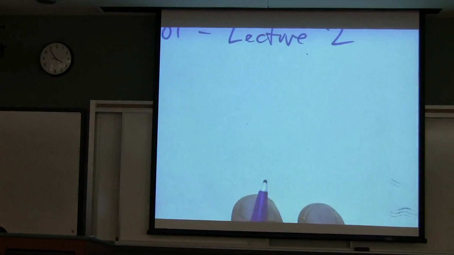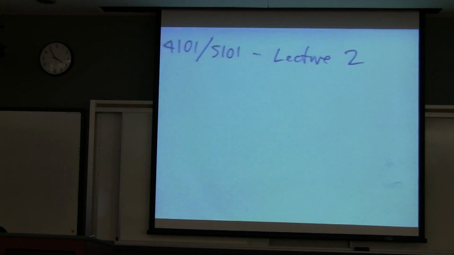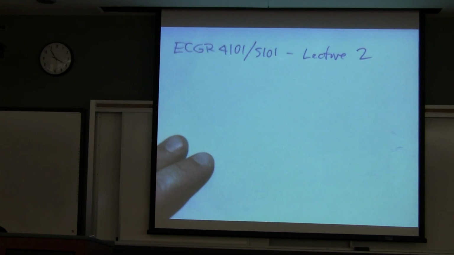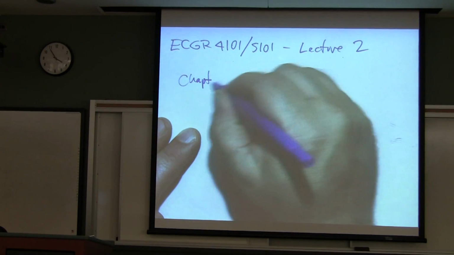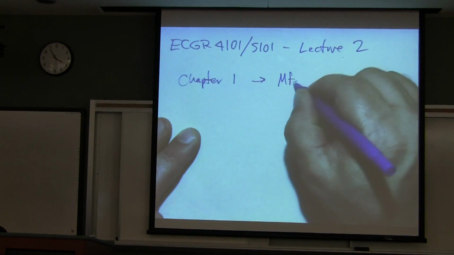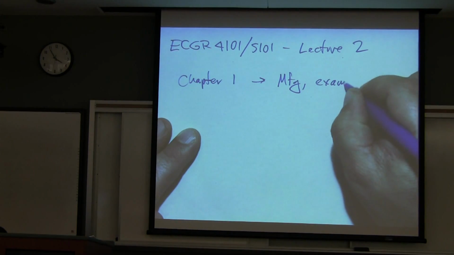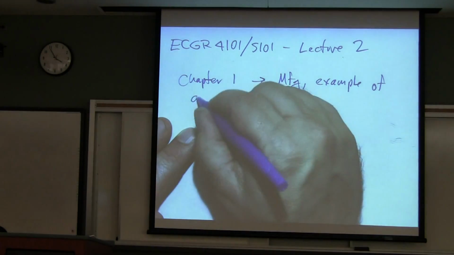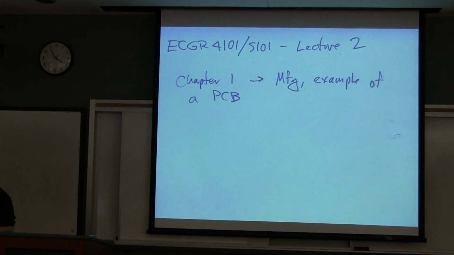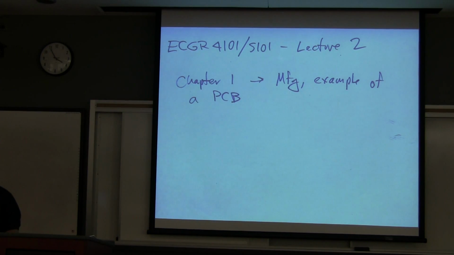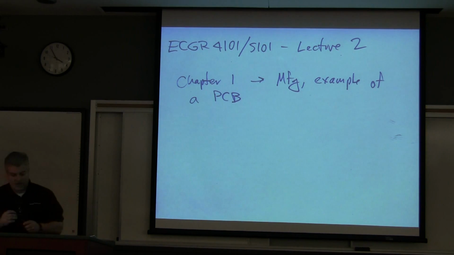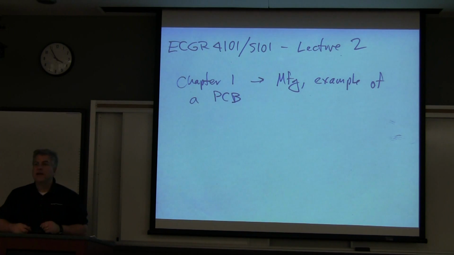So again, for lecture 2, we talked about manufacturing in chapter 1, an example of a printed circuit board. And you already saw some of that last week. So today we're going to talk about the basics of embedded systems, specifically the whole idea of how you design an embedded system using microcontrollers.